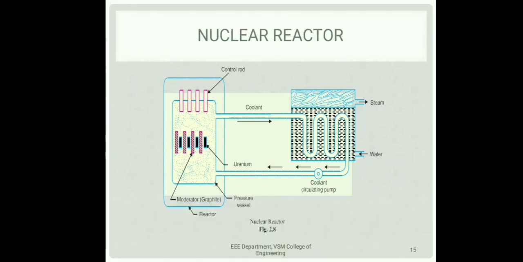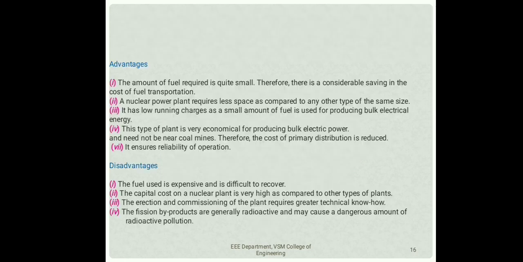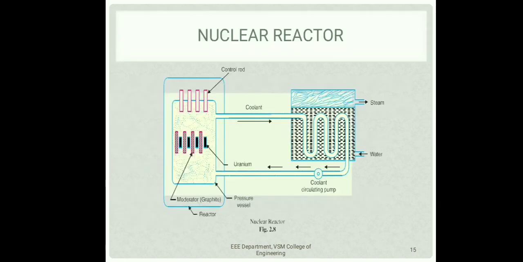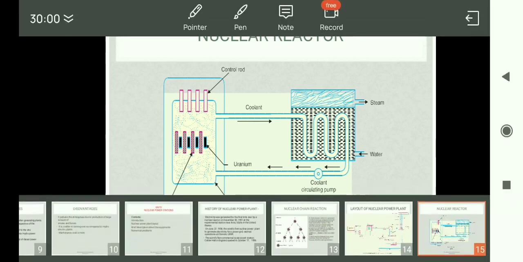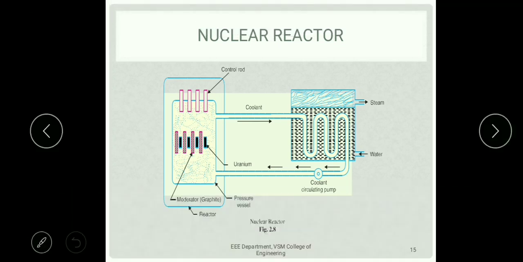Next one is why you are using a moderator here. What is the purpose of the moderator here? The purpose of a moderator used in a nuclear reactor is to slow down the neutrons.